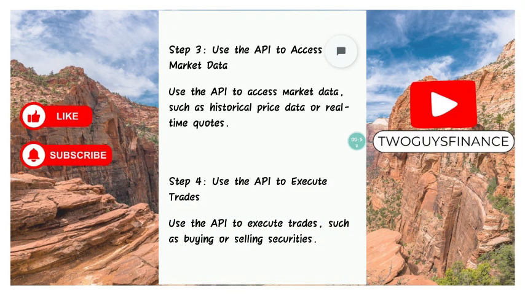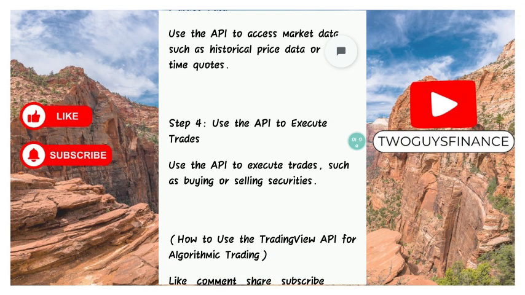Fourth and final step will be to use the API to execute trades. So go ahead and use the API to execute trades such as buying or selling securities. So yeah, that's pretty much it on how to use the Tradingview API for algorithmic trading.